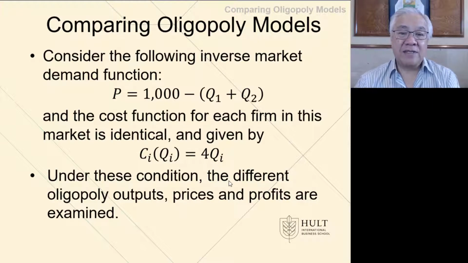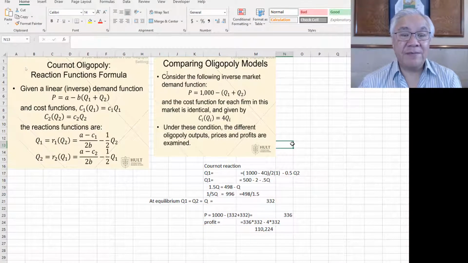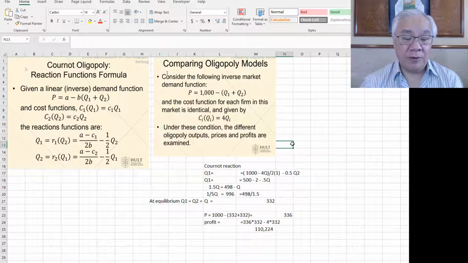Now we're going to do the exercise I was referring to where we compare the various oligopoly models. Here we have, just as a given, a demand function, 1,000 minus the sum of Q1 and Q2, and the cost functions are identical for each of the competitors, equal to 4Q of whatever competitor it is. And then we're going to ask what the outputs, prices, and profits are for the various conditions we just did. So let's calculate these items for the Cournot equilibrium.